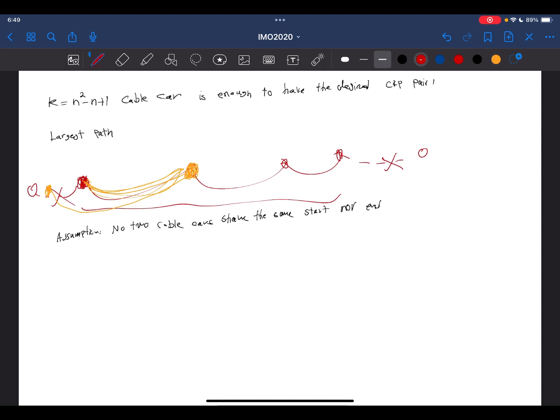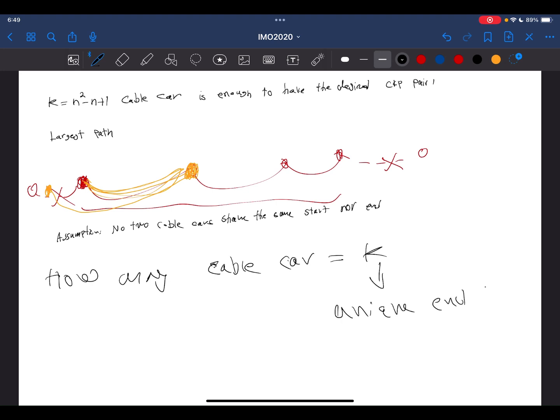And this would help me to determine the number of largest paths I have. How many cable cars did I have? How many edges? Exactly k, right? Each of them has a unique endpoint, which is not shared with other ones based on this assumption.